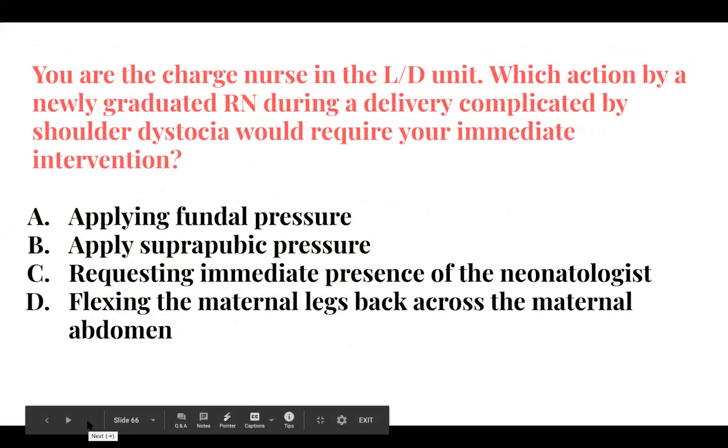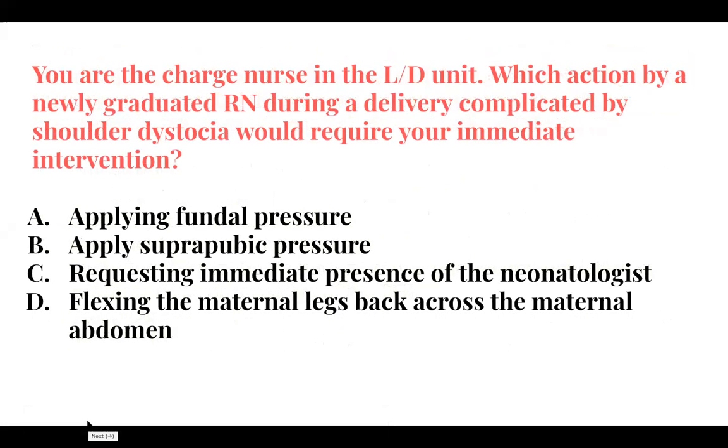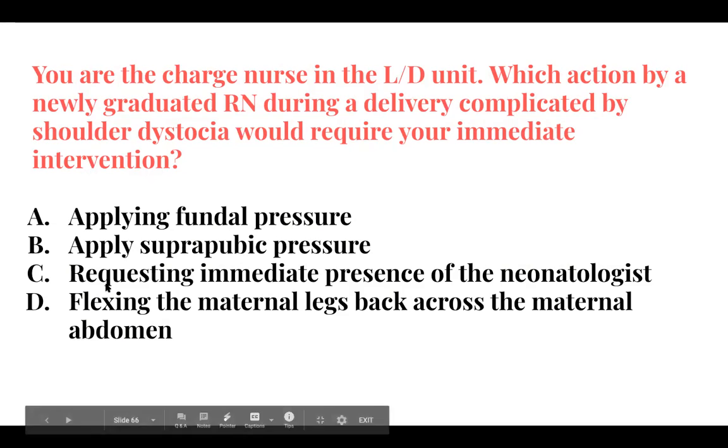So you're the charge nurse on a labor and delivery unit. Which action by a newly graduated RN during a delivery complicated by shoulder dystocia would require immediate intervention? So applying fundal pressure. We talked a little bit earlier that applying suprapubic pressure you can do, but not the fundal pressure because you're actually pressing on their shoulder. So that should never be applied. It may worsen it. The other responses are appropriate actions in the case of shoulder dystocia.